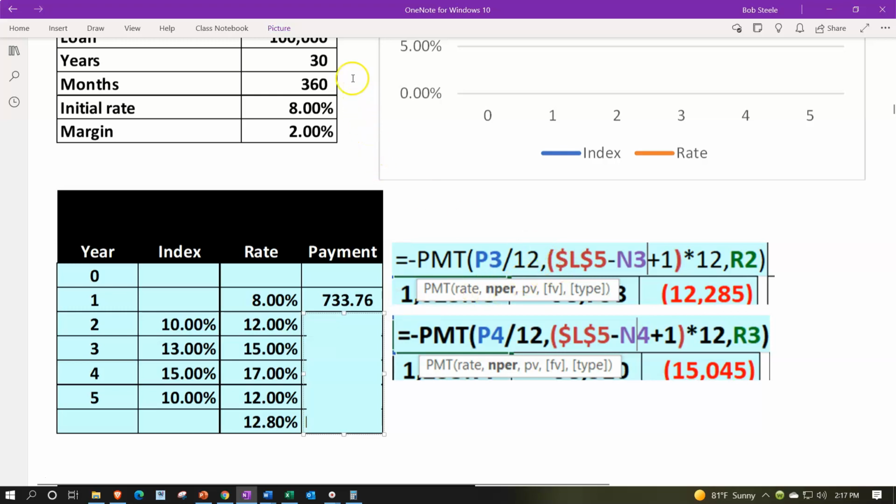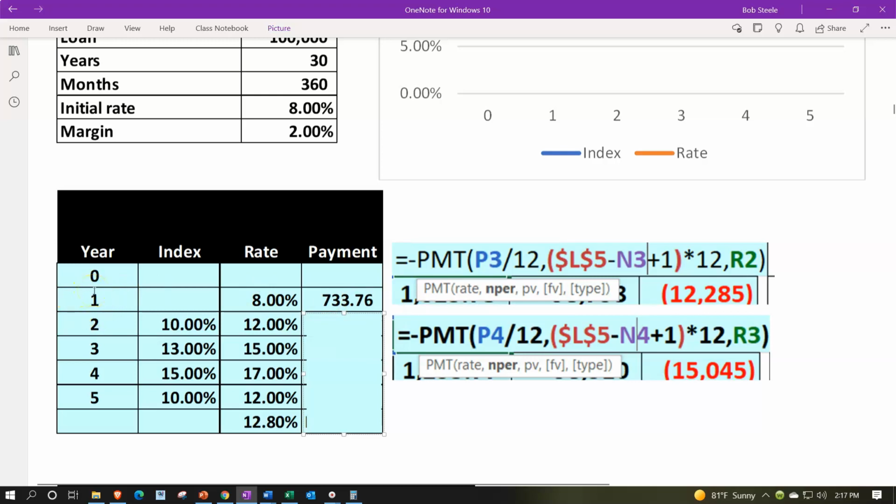So we pick up the years, which are 30 years up here. We make it absolute because that is not in our table. It's in our data set. Therefore, $ before the L and the 5 in this case, minus N3. That N3 is referencing this 1 right here.